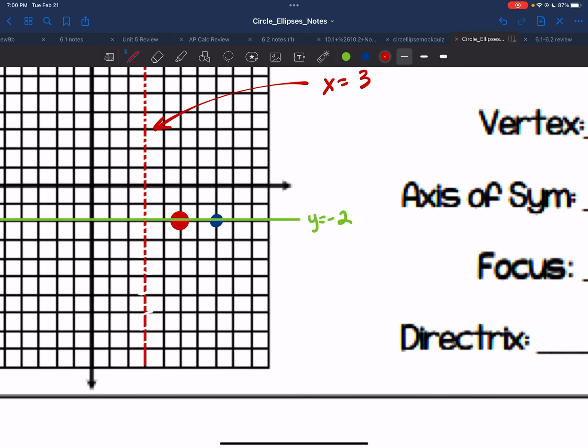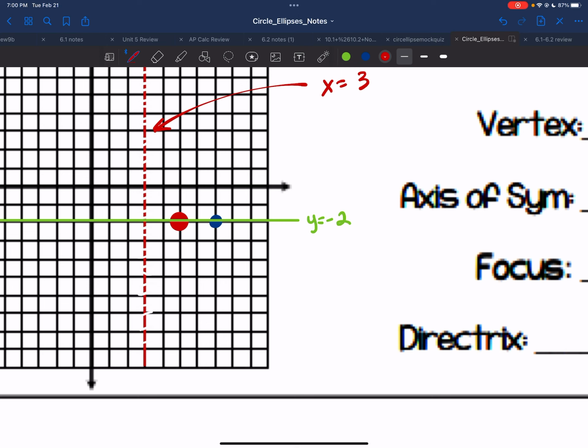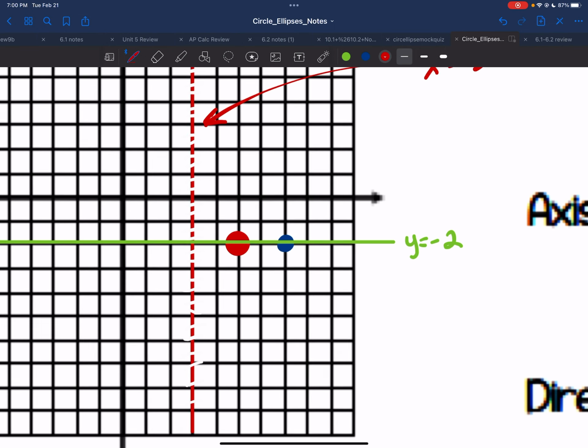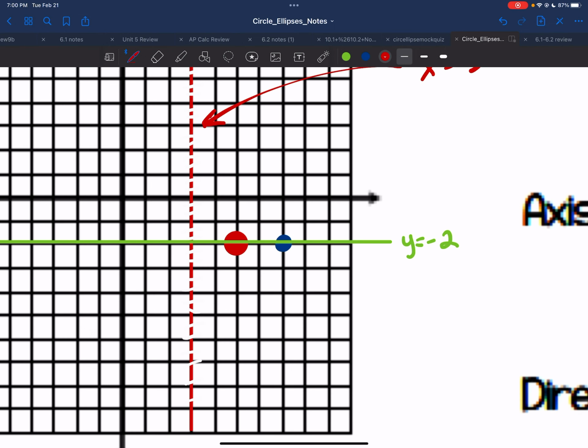Remember when I talked about 2p being the distance between your focus and the legs? So my p over here, remember, was 2. So 2p is going to equal 4. So let's go ahead and plant from my focus 1, 2, 3, 4, and 1, 2, 3, 4. And what that does is that gives me a line through my focus. That is my latus rectum. It's the 8, the value of 8.